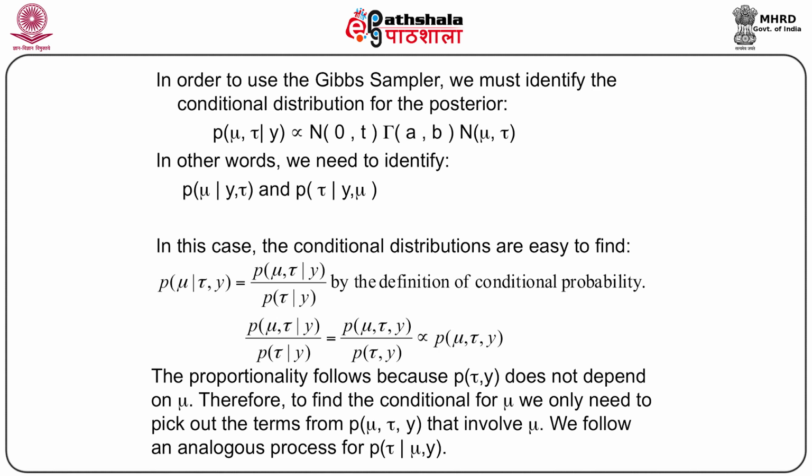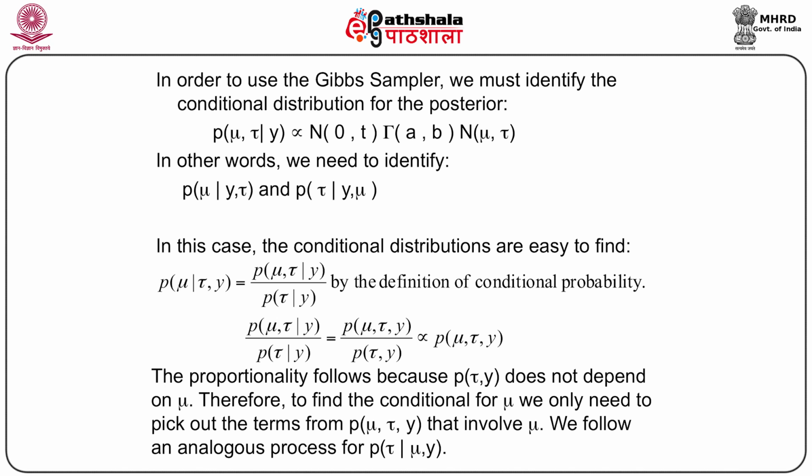In order to use the Gibbs sampler, we must identify the conditional distribution of the posterior, which is P of mu, tau given y, proportional to normal(0, t) times gamma(a, b) times normal(mu, tau). In other words, we need to identify P of mu given y and tau, and P of tau given y and mu. In this case, the conditional distributions are easy to find.